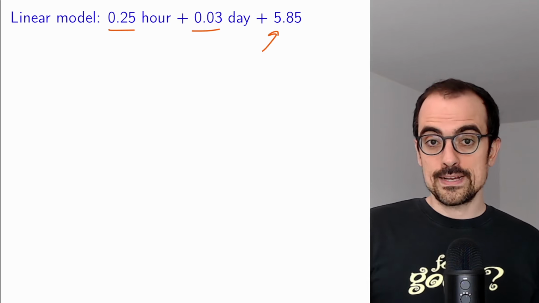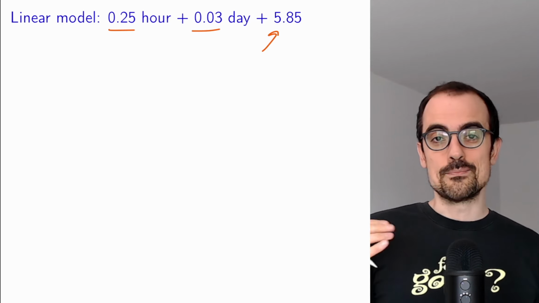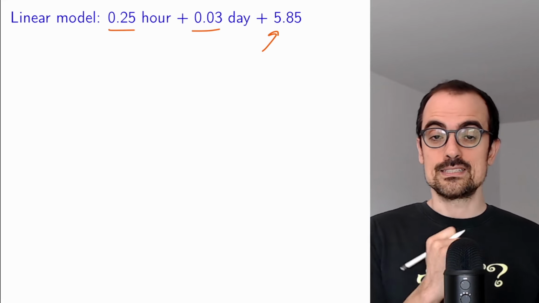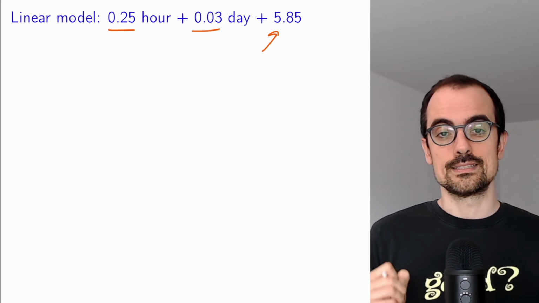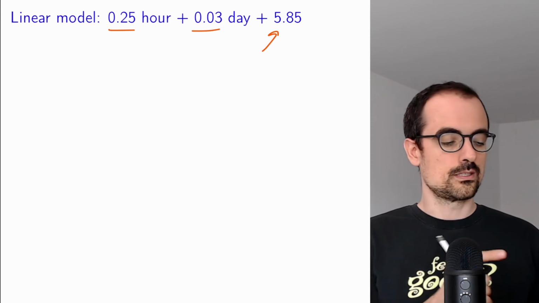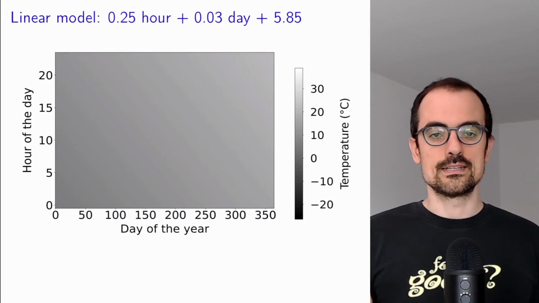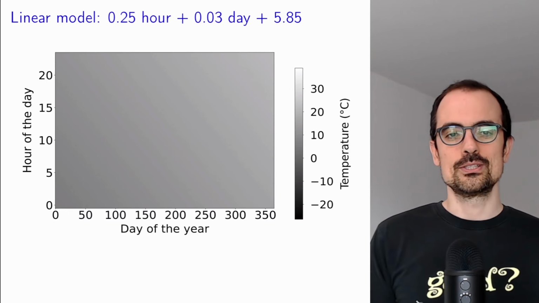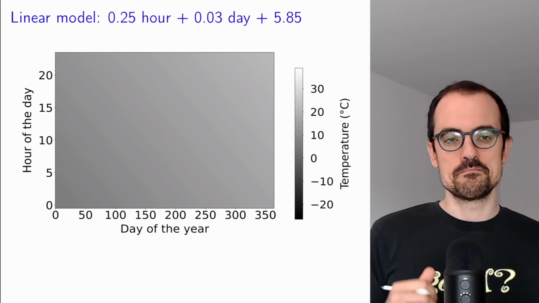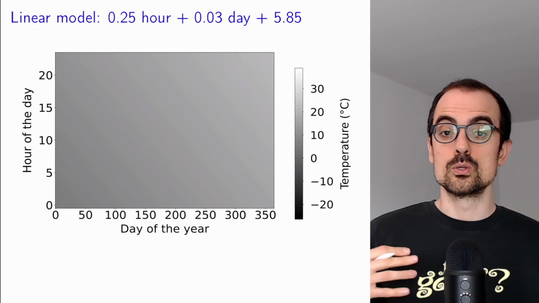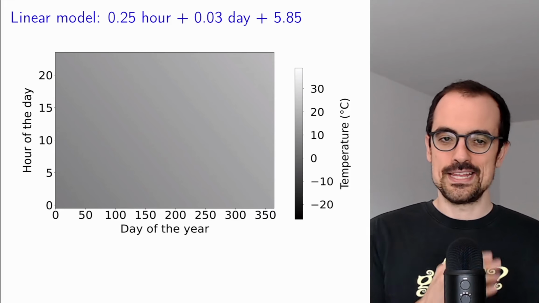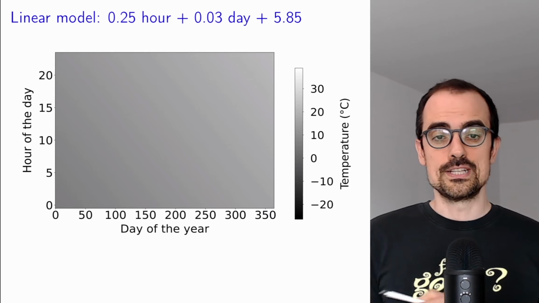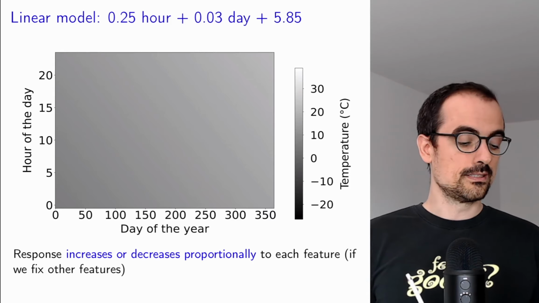So if we fix the day, the model says that the temperature just grows with the hour, and if we fix the hour, the model says that the temperature just increases with the day. And that's the model that we get. So maybe take a moment to think about whether you feel that this model is going to provide a good fit to the data, either visually or think a little bit about it. And the answer is no. The model is actually pretty bad.